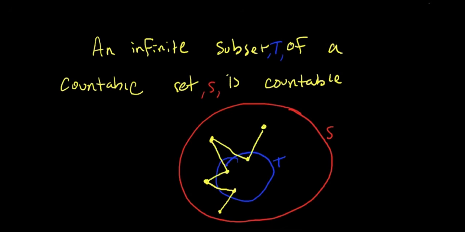To count the elements of T, what we do is we take the exact same path, but we simply skip the elements of S that don't lie in T. So this would be my first element. I skip this element. This will be my second element, and so on. We know that we'll eventually label all the elements of T because the path itself labels all the elements of S, and T is a subset of S. We also know that we'll never run out of elements to label in T because T was infinite. So this is why countability is the lowest order of infinity.